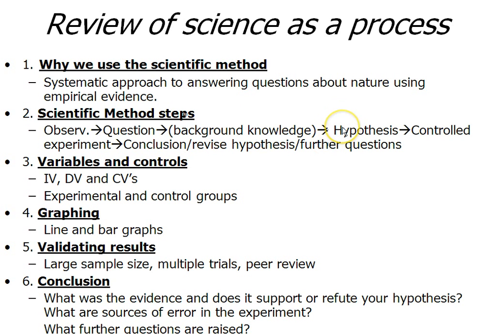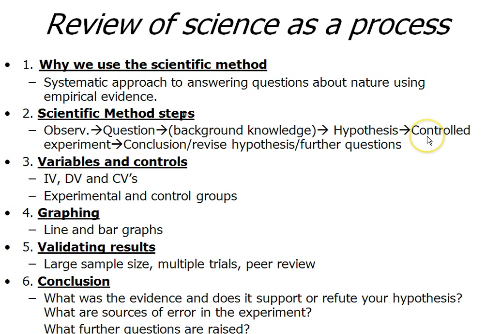Remember, a hypothesis has to have three characteristics. It has to be in the form of a statement, it has to include the independent and dependent variable, and it has to be testable. If it doesn't meet one of those three requirements for a hypothesis, it's not considered a scientific hypothesis. So once again, it has to be testable, in the form of a statement, not a question, and it should include the independent and dependent variable.